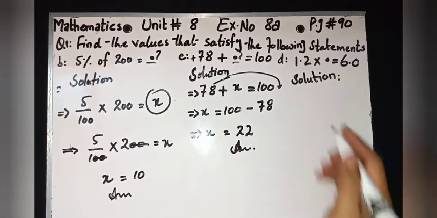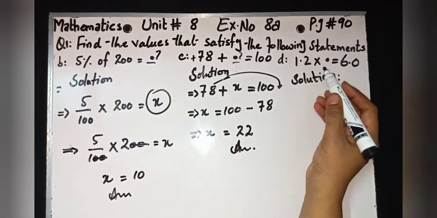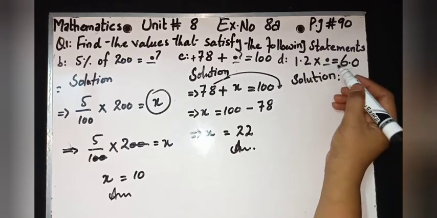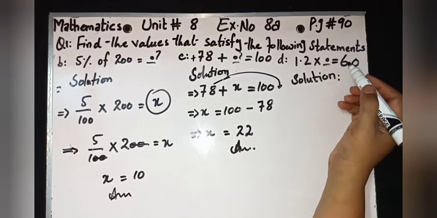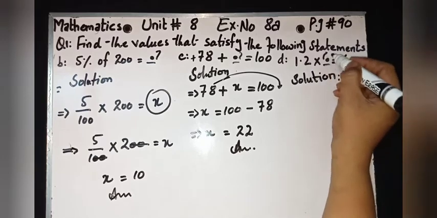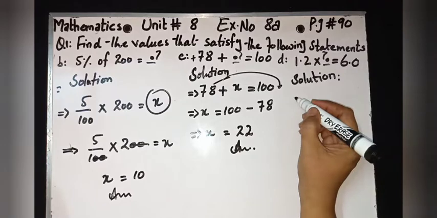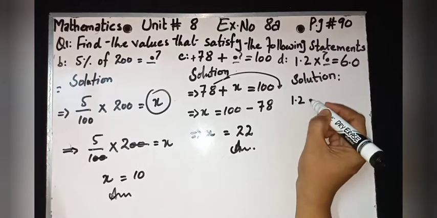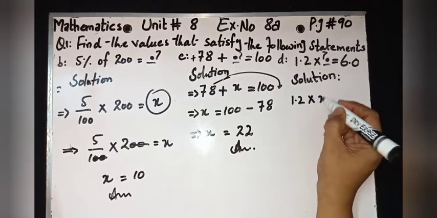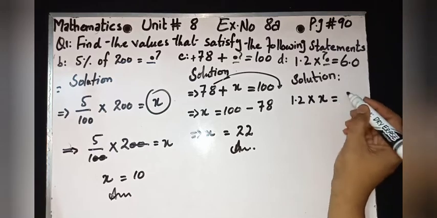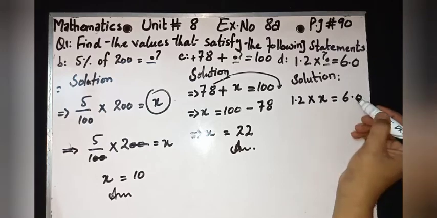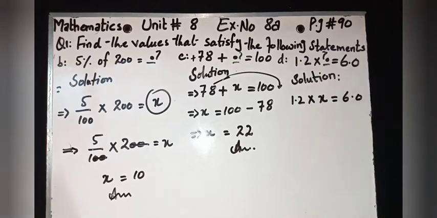Now part D. 1.2 multiplied by dash equal to 6.0. It means this part is missing. So 1.2 multiplied by x equal to 6.0. A decimal is given. So in the next step, remove the decimal.